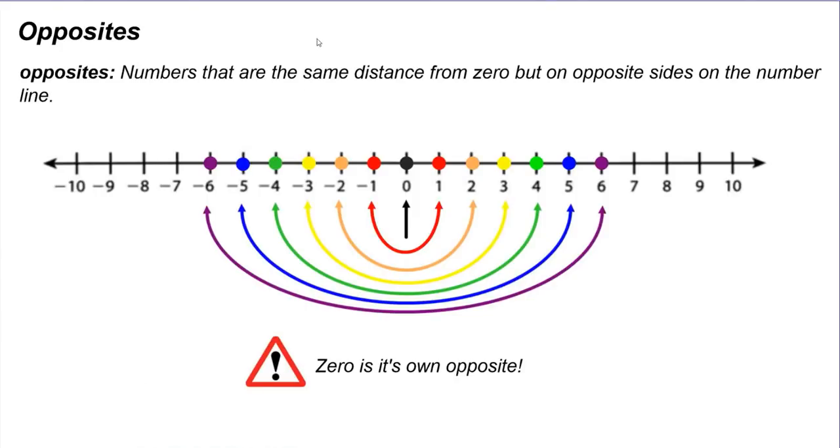Next, we want to talk about opposites. Now, opposites, here's another definition that we might want to add to our notes. Opposites are numbers that are the same distance from 0, but on opposite sides on the number line.